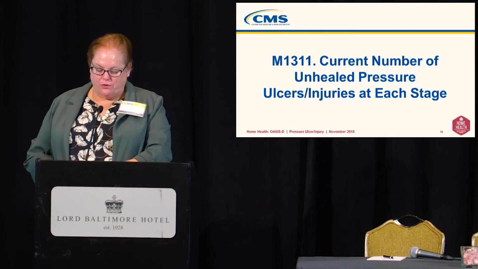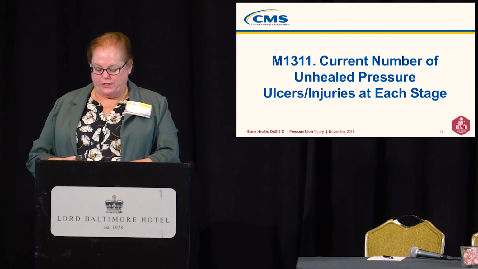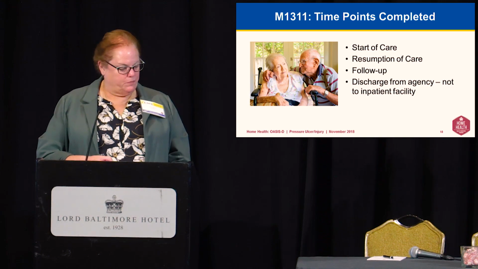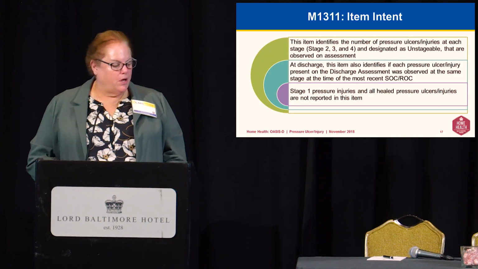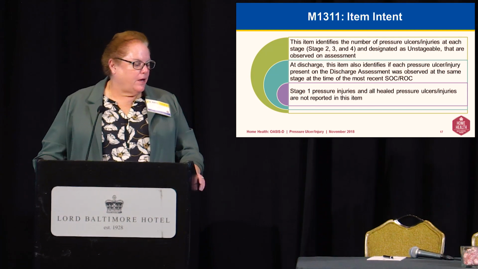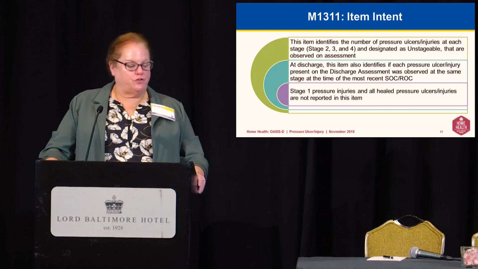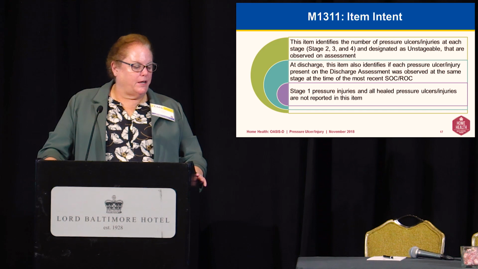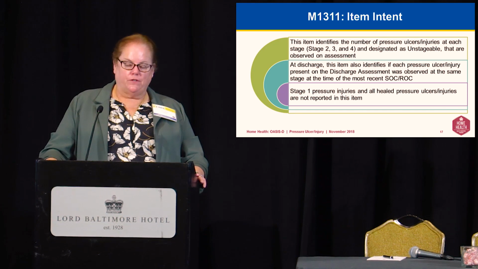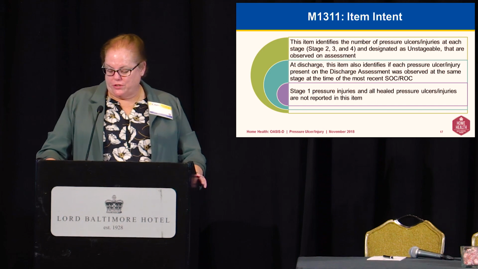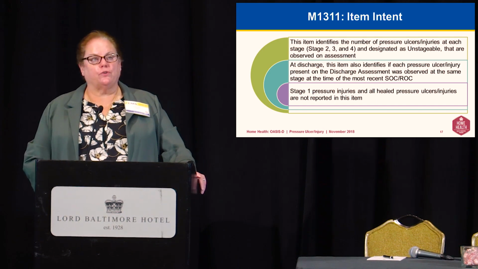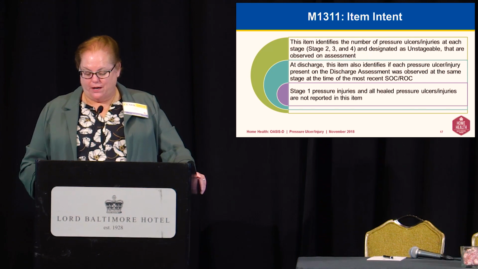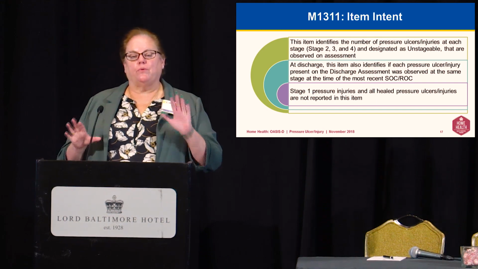So M1311, current number of unhealed pressure ulcers / injuries at each stage. So just make sure I did skip one. So M1311, this item identifies the number of pressure ulcers or injuries at each stage, looking at stage 2, 3, and 4, and designated as unstageable that are observed on the assessment. At discharge, this item also identifies if each pressure ulcer or injury present on discharge assessment was observed at the same stage at the time of the most recent SOC/ROC. And we're going to go through a lot of examples.